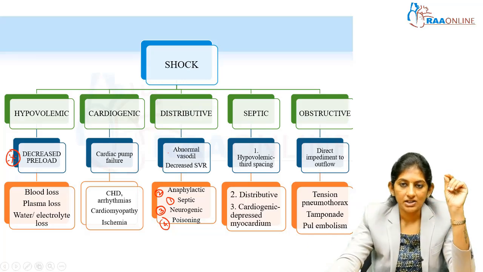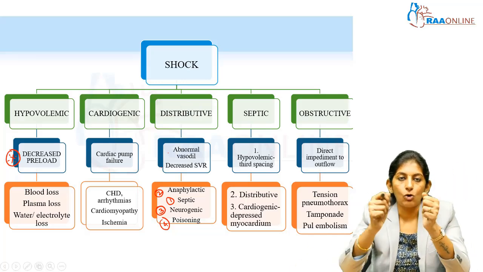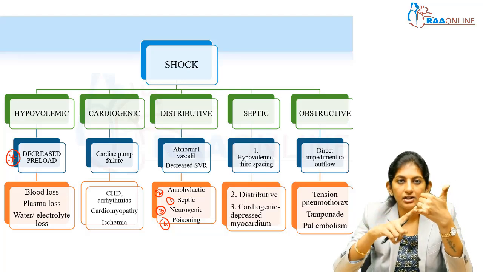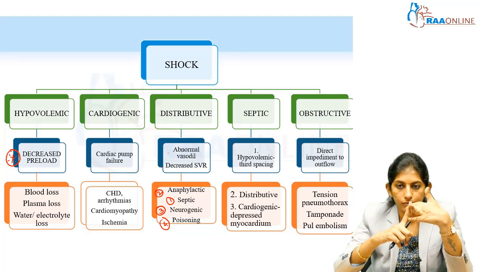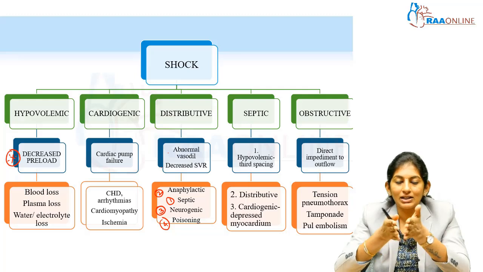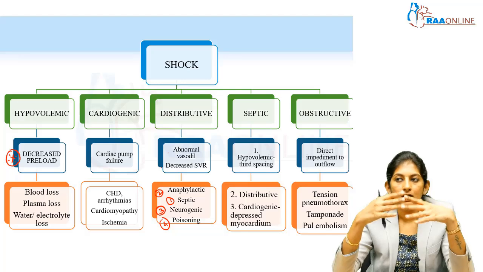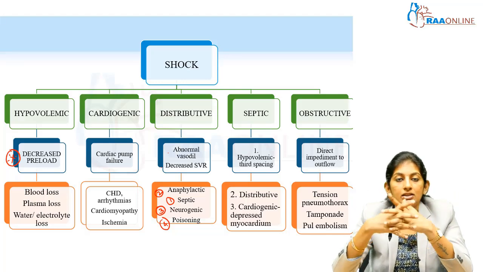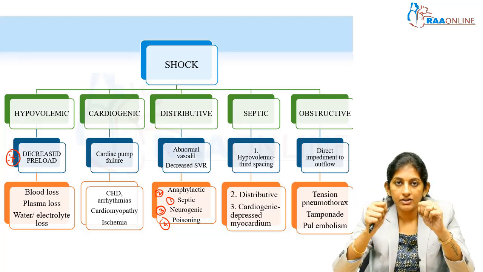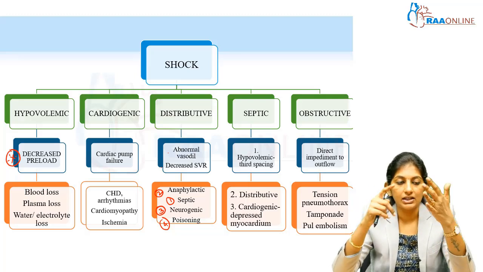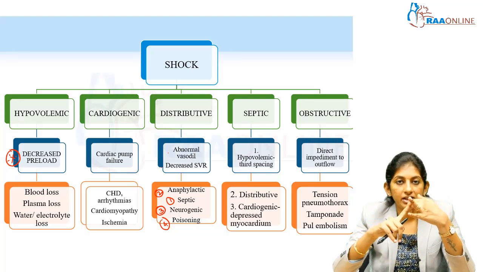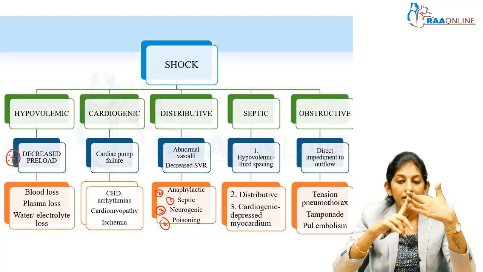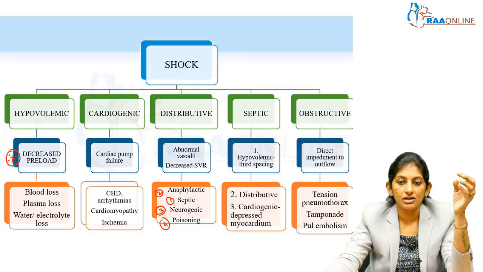The last type of shock is obstructive shock, where there is obstruction to the outflow, like obstruction to the right ventricular outflow or the left ventricular outflow. Because of the direct impediment, this type of obstructive shock goes on to a very early cardiac arrest. It is our duty to identify obstructive shock immediately. Examples are cardiac tamponade, pericardial effusion, pulmonary embolism, tension pneumothorax, etc. All these can cause obstructive shock.